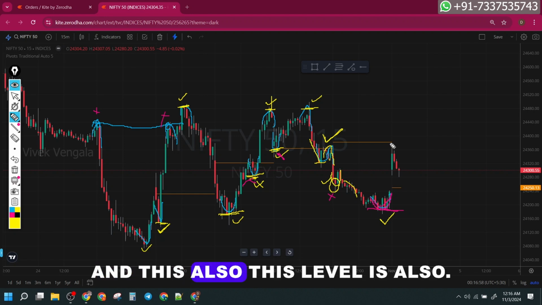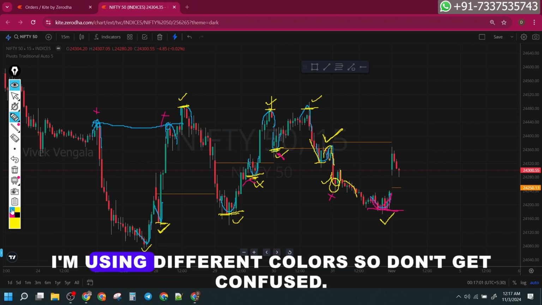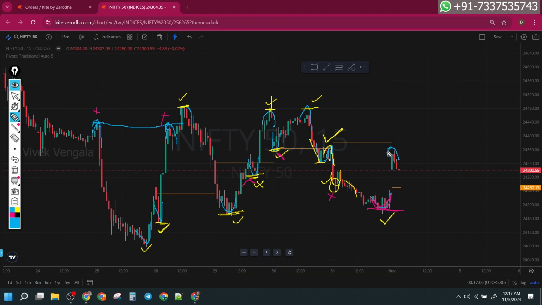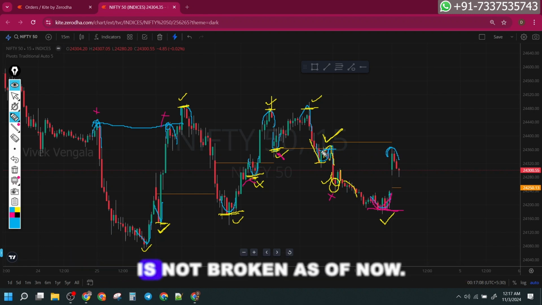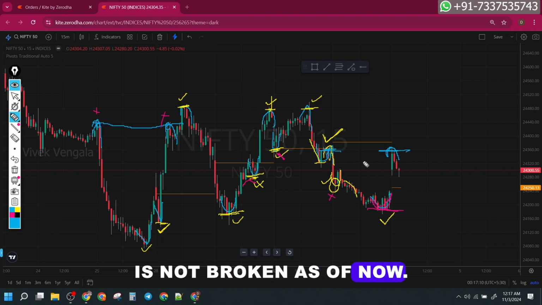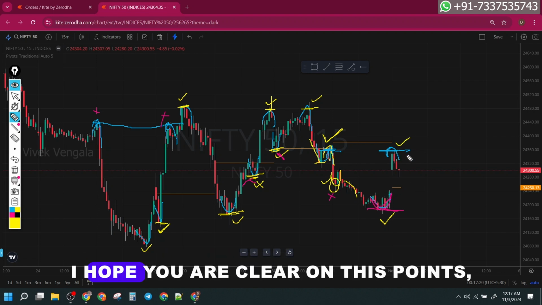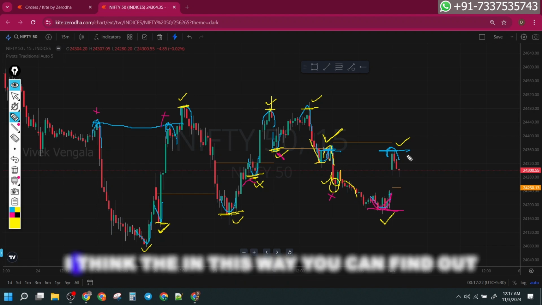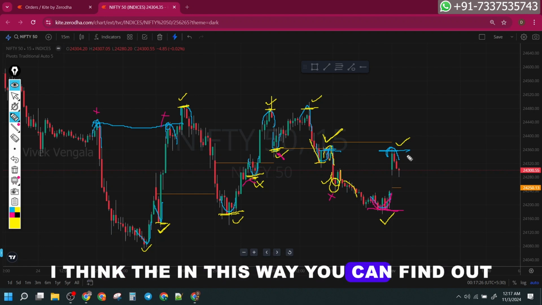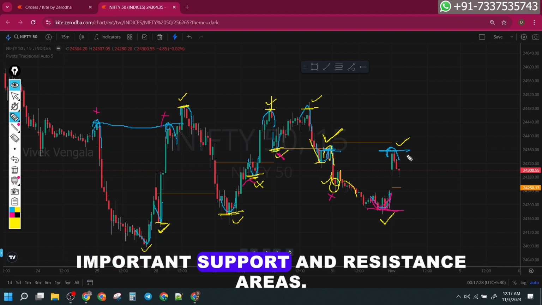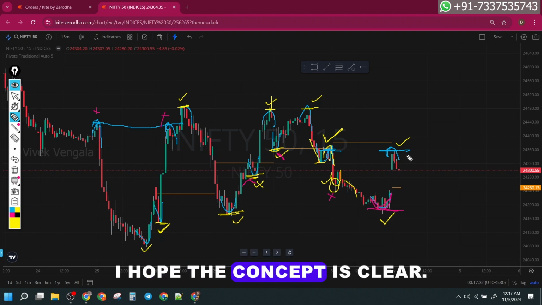And this level is also, I'm using different colors, so don't get confused. This is also an important resistance area, because this level is not broken as of now. So this is also an important resistance area. I hope you are clear on these points. I think in this way you can find important support and resistance areas. I hope the concept is clear.